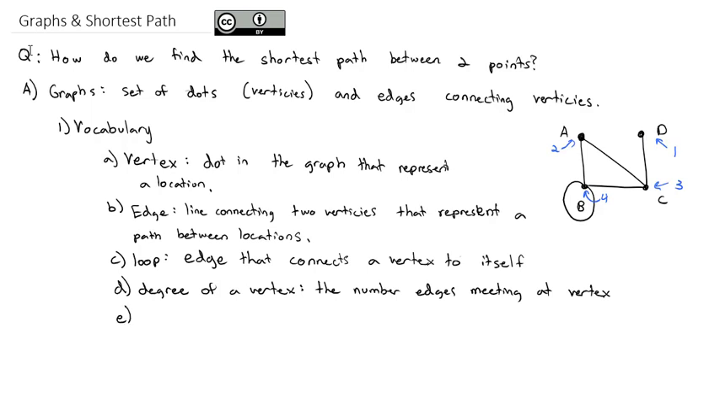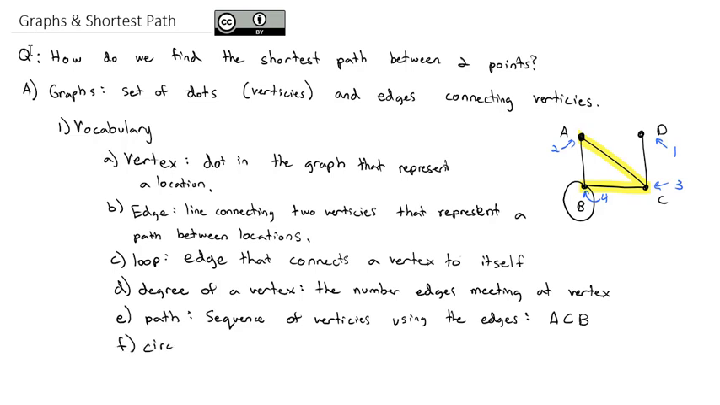Often with graphs, we're interested in creating either a path or a circuit. A path is a sequence of vertices that uses the edges. Maybe we would say the path is A, C, B. That path uses several edges and tells you where to go. You start at A, we go to C, and then we go to B. That is a path, or a sequence of vertices.